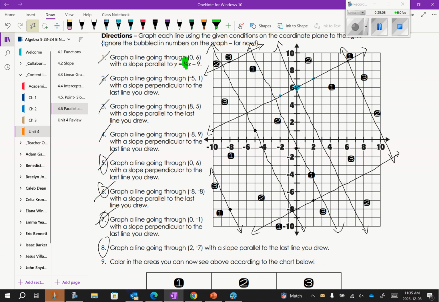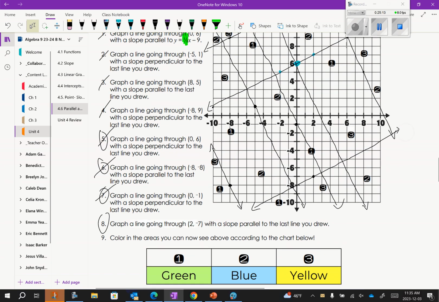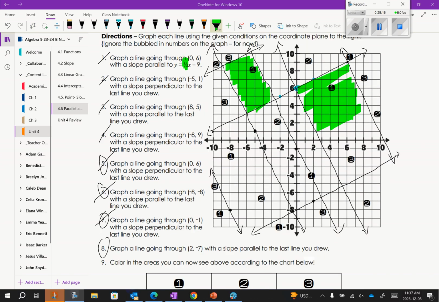And now it's time for coloring. They want you to color in the areas you can now see above with all of the ones should be green.